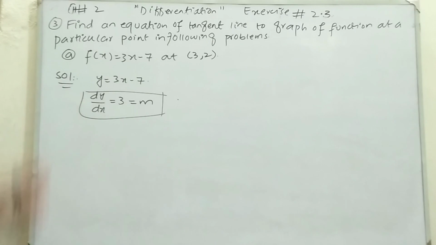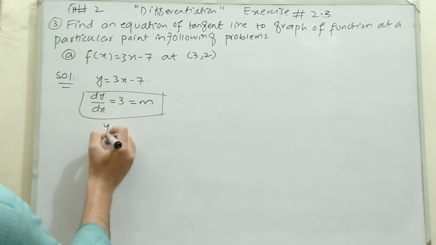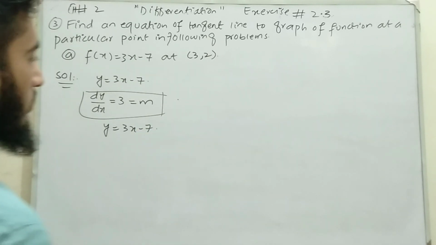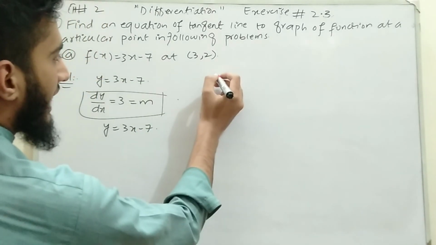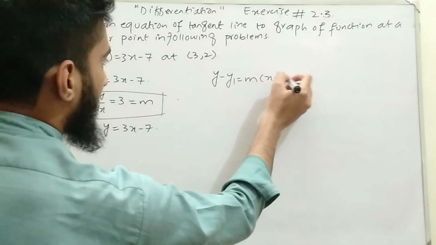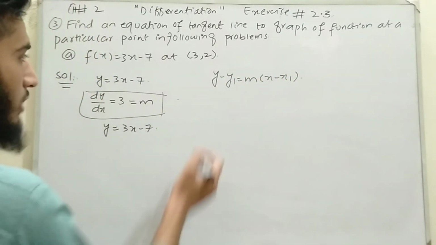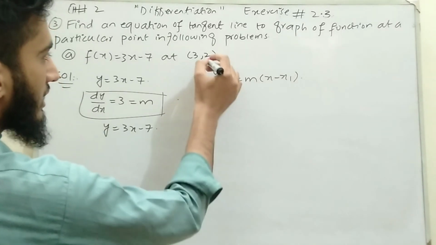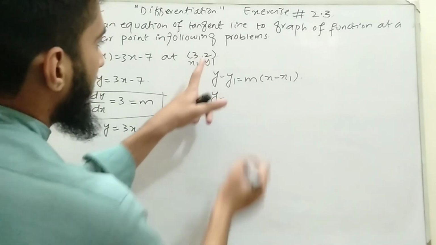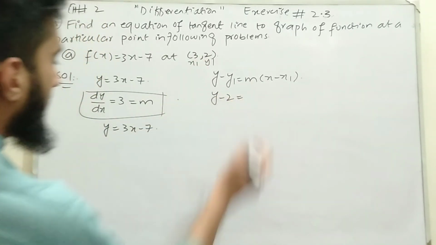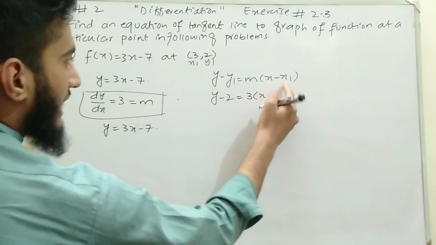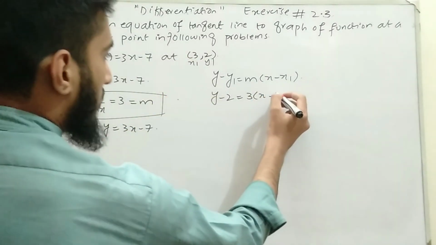we have the function f of x is equal to 3x minus 7, y is equal to 3x minus 7. Now the equation of the tangent line is y minus y1 equal to m multiplied by x minus x1. This is the equation of the tangent line. Now putting in the values, y1 and x1 are given in part A. So y1 is 2, so put 2 over here, is equal to m, the slope, which is 3, multiplied by x minus x1, where x1 is 3.